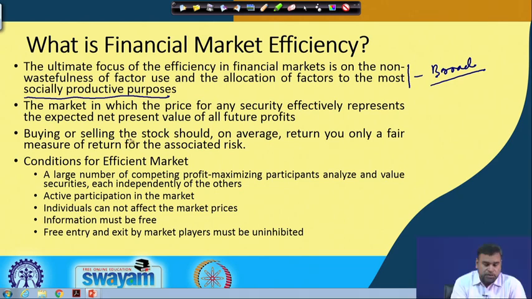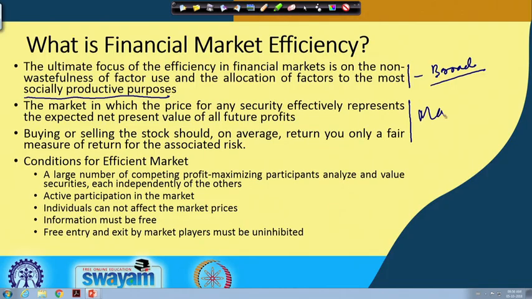If that is happening, then buying and selling the stock or any other asset, as in the third point, should on average return you only a fair measure of return for the associated risk. I can elaborate a little on this: if the market is efficient, then all the participants who are investing in the market should on average get some amount of return. That does not mean that some investors will get a very high return and some investors will lose in the market, because whatever information is available about the market is available to everybody.